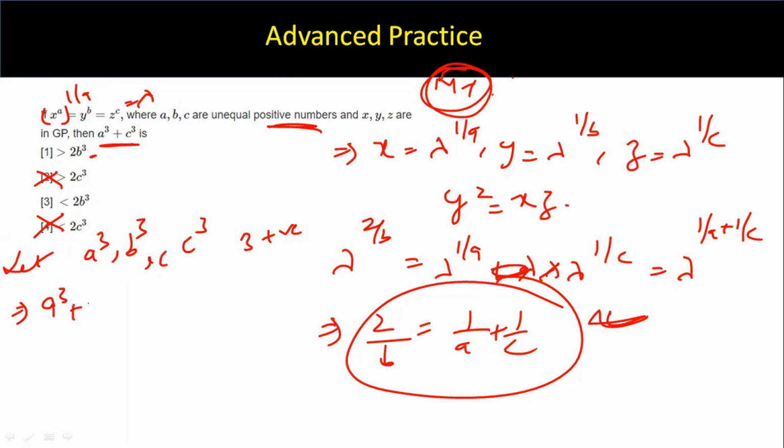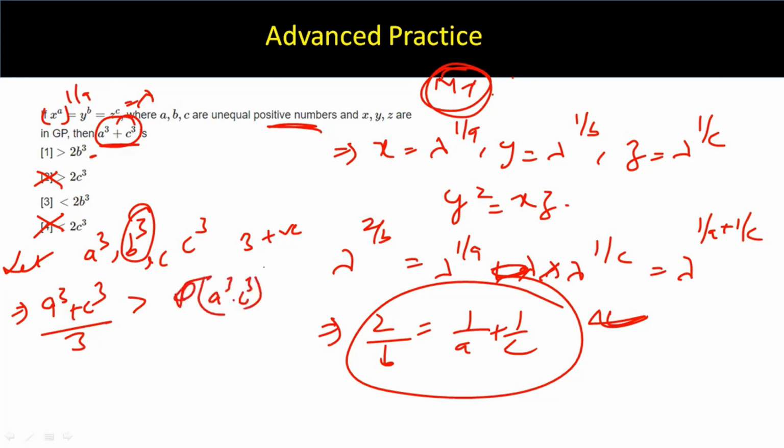GM, right? तो a cube plus c cube by 3, because मुझे a cube plus c cube चाहिए, hence I'm trying to apply it. A cube plus c cube by 3 has to be greater than what? The geometric mean. इसका geometric mean b cube नहीं है, right? Because these are not in arithmetic progression, but these are just any random numbers. So a cube plus c cube by 3 should be greater than what? A cube into c cube की power 1 by 2, right? I'm just trying to apply AM greater than GM.